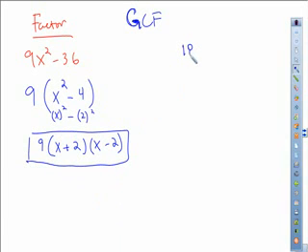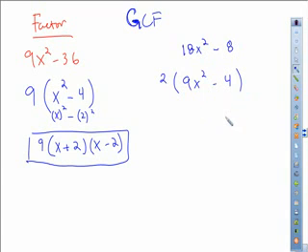Let's say we have 18x squared minus 8. Look for a GCF. What can we take out from here? We can take out a 2. That will leave us with 9x squared minus 4. Then you have to check to see if this is a difference of squares. There are two terms, and it's a minus sign. Are these perfect squares? Well, 3x squared will give us 9x squared, and 2 squared will give us 4.